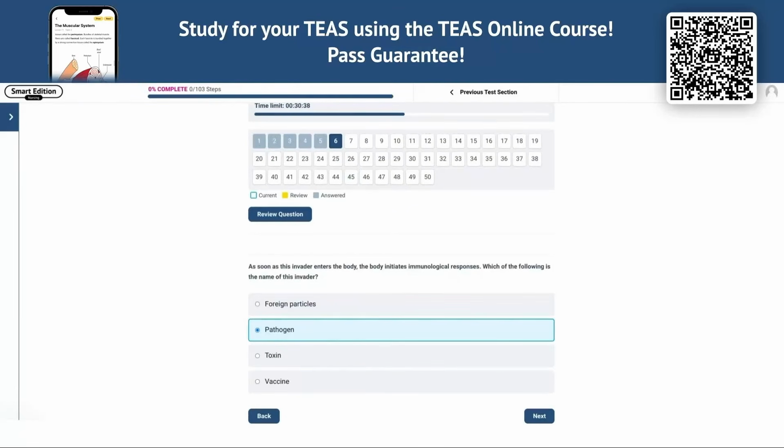So a pathogen is a harmful microorganism. This can be anything such as a virus, a bacteria, or a fungus, and a pathogen can cause disease. So when a pathogen enters the body, it triggers an immune response because the body is recognizing it as a threat. On the TEAS exam, you're going to want to make sure that you study microorganisms.